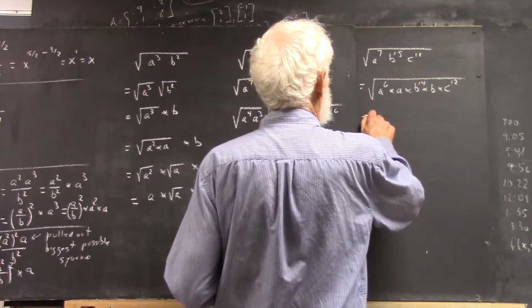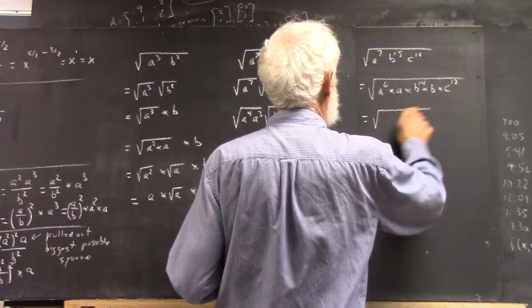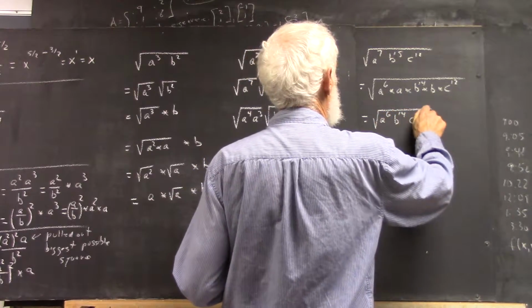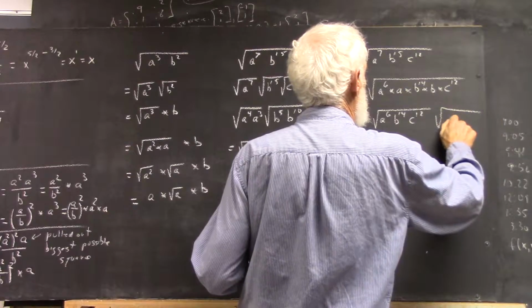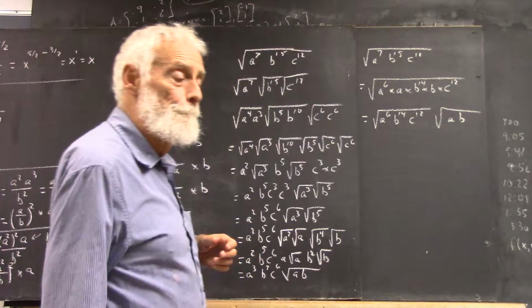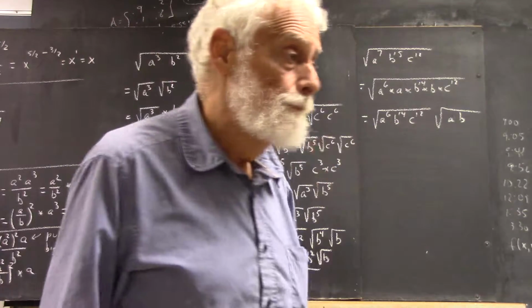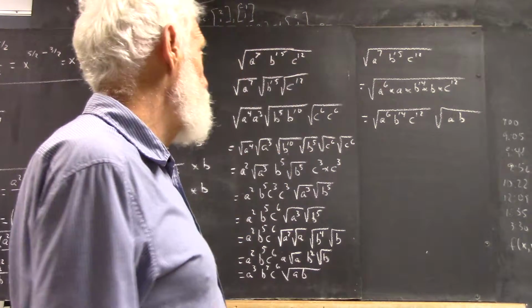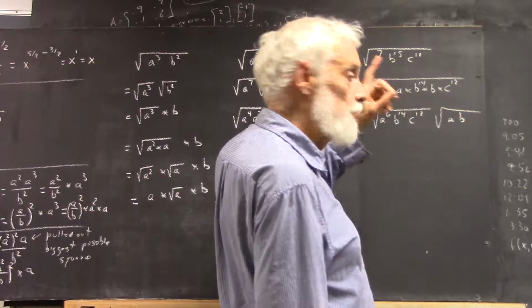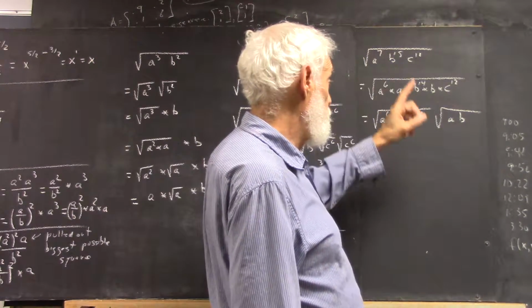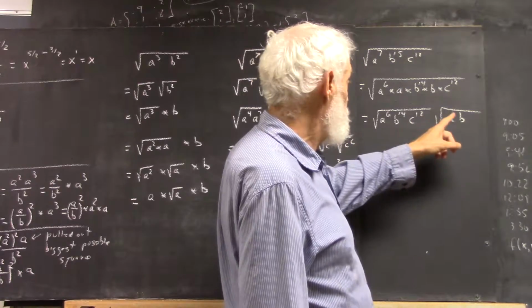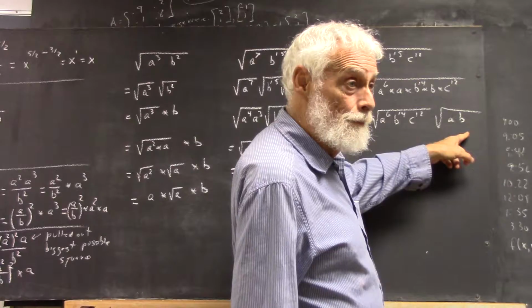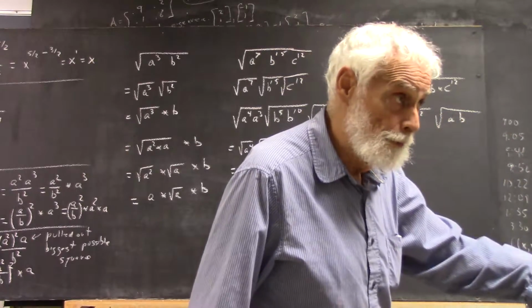So I can say, okay, well, that's the square root of a to the 6th, b to the 14th, c to the 12th, times the square root of ab. Now notice I didn't break it into the square root of a to the 6th times the square root of b to the 14th times the square root of c to the 12th times the square root of a times the square root of b, but I could have. It wasn't necessary to write all those square roots.